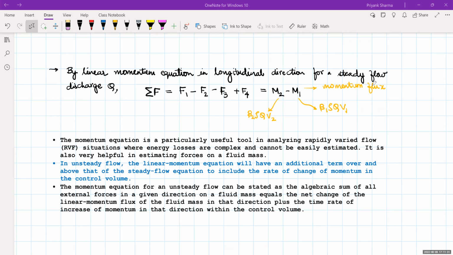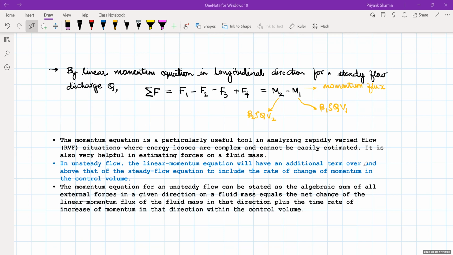Okay. So the momentum equation is particularly useful in analyzing rapidly varying flow conditions where energy losses are complex and cannot be estimated by applying the energy equation. So where the energy equation is constrained, we apply this momentum equation in those situations. Now, if there is an unsteady flow, there is an additional term which adds to the steady flow equation, that is the rate of change of momentum in the control volume.